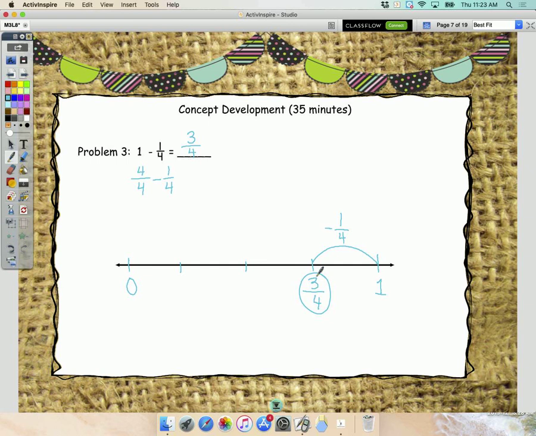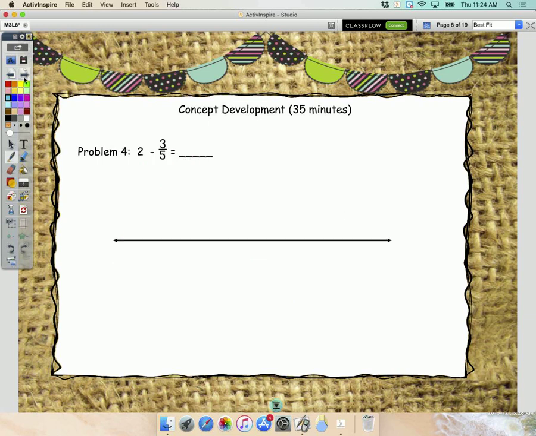All right, let's see if we can make it a little harder. Not much harder. So Zadie, what's the answer to this problem? 2 minus 3/5. Remember our strategy, we're going to subtract 1 from the whole number. And then what's 5 minus? Good. Okay, so write your answer down.